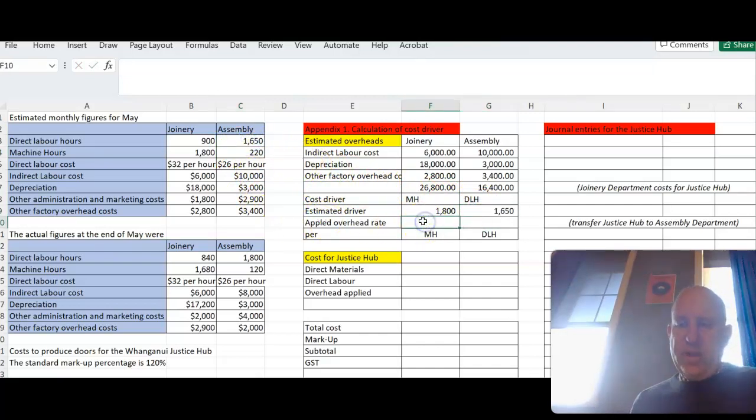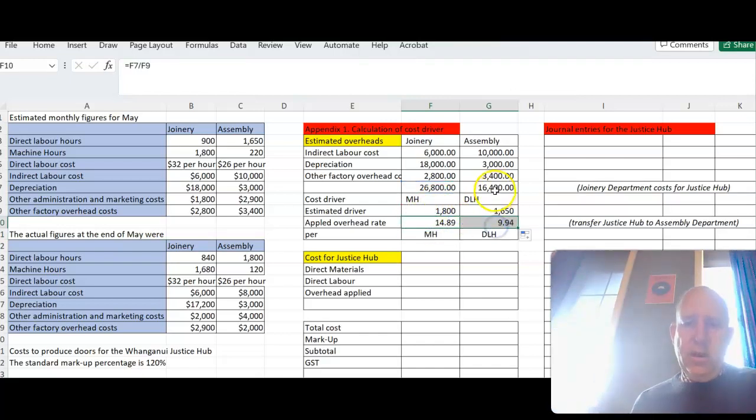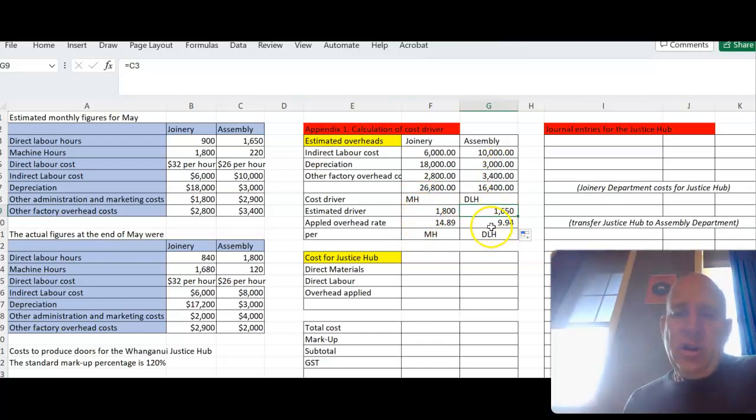So therefore the rate that we're going to apply overhead is the estimated total cost divided by the estimated driver, and you can fill that across. So this means for every hour that the machine works on a job, we're going to charge $14.89 in overhead. And in the assembly department, for every hour worked by direct labour, evidenced by the timesheet, we're going to charge $9.94 of overhead to that job.